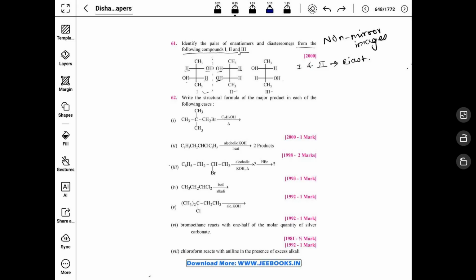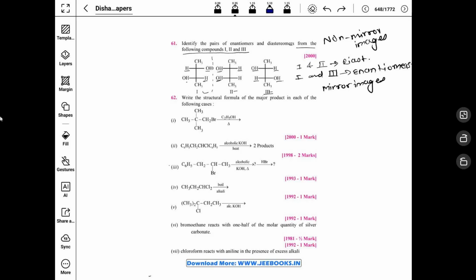So diastereomers don't have a mirror image relationship. Now 1 and 3, let's see. OH, yes. Hydrogen, yes. Hydrogen, yes. OH, yes. So 1 and 3 are enantiomers, because enantiomers are non-superimposable mirror images.